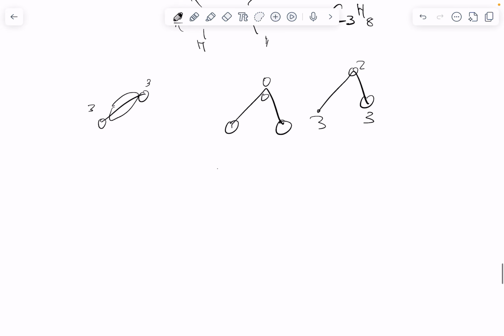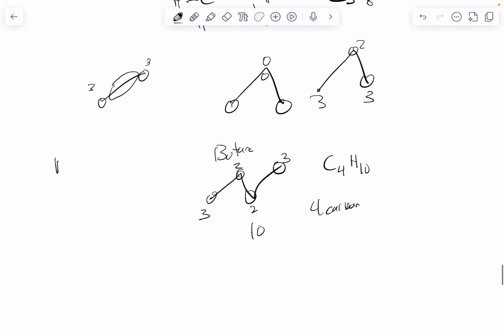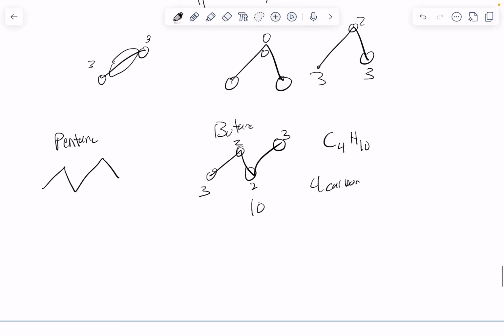Now let's try butane. So butane, C4H10, carbon, carbon, carbon, carbon. So we got 4 carbons. And we got 3, 2, 2, 3. So that all adds up to 10. Last one, let's try pentane. Pentane. 1, 2, 3, 4, 5 carbons. And then 3 hydrogens, 2, 2, 2, 3, 12.